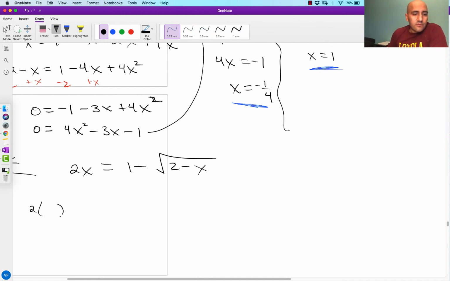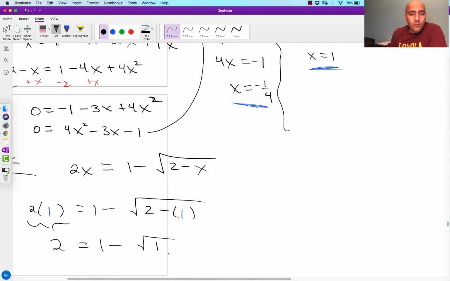I'll have 2 times something is equal to 1 minus the square root of 2 minus something. If I put a 1 there and I put a 1 there, I get on the left-hand side a 2, right? This equals 1 minus, and this will become 2 minus 1. That'll be root 1. Root 1 is just 1, so I get 2 equals 1 minus 1, which is going to be equal to 0, right? So this fails. I get 2 equals 0. That's a fail, which means that this is not really a valid solution. All right, let's check the other one.